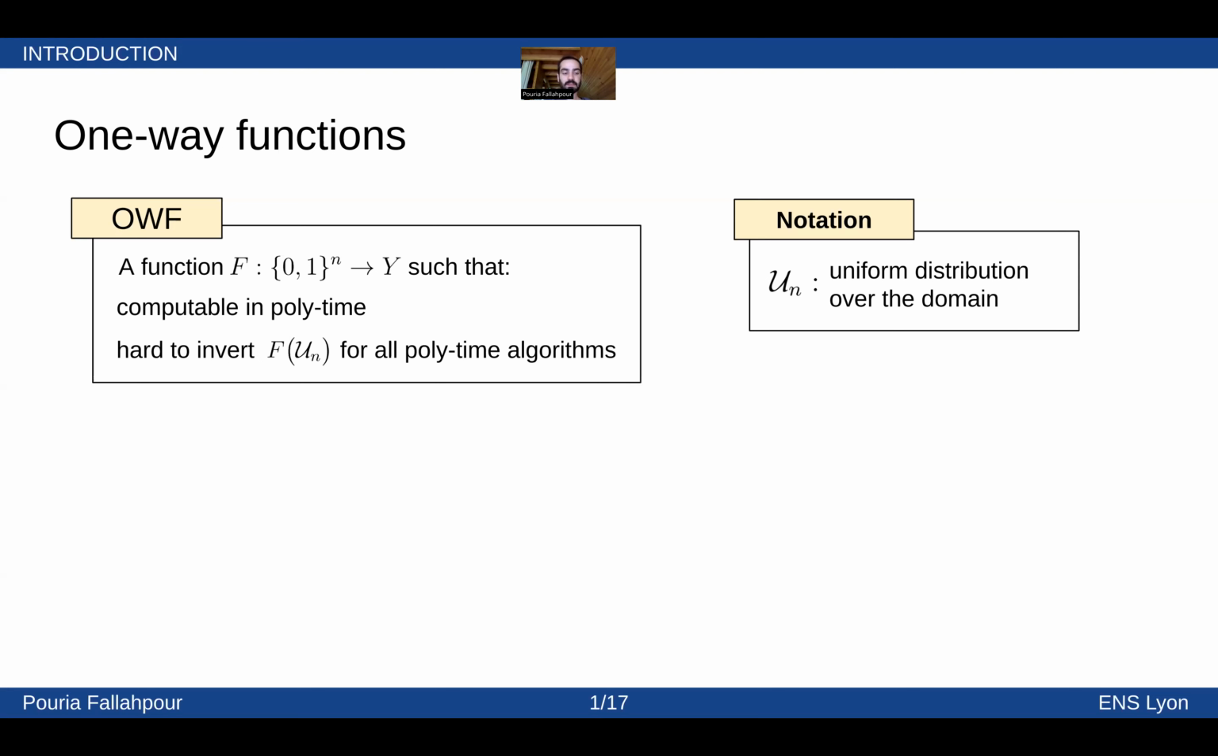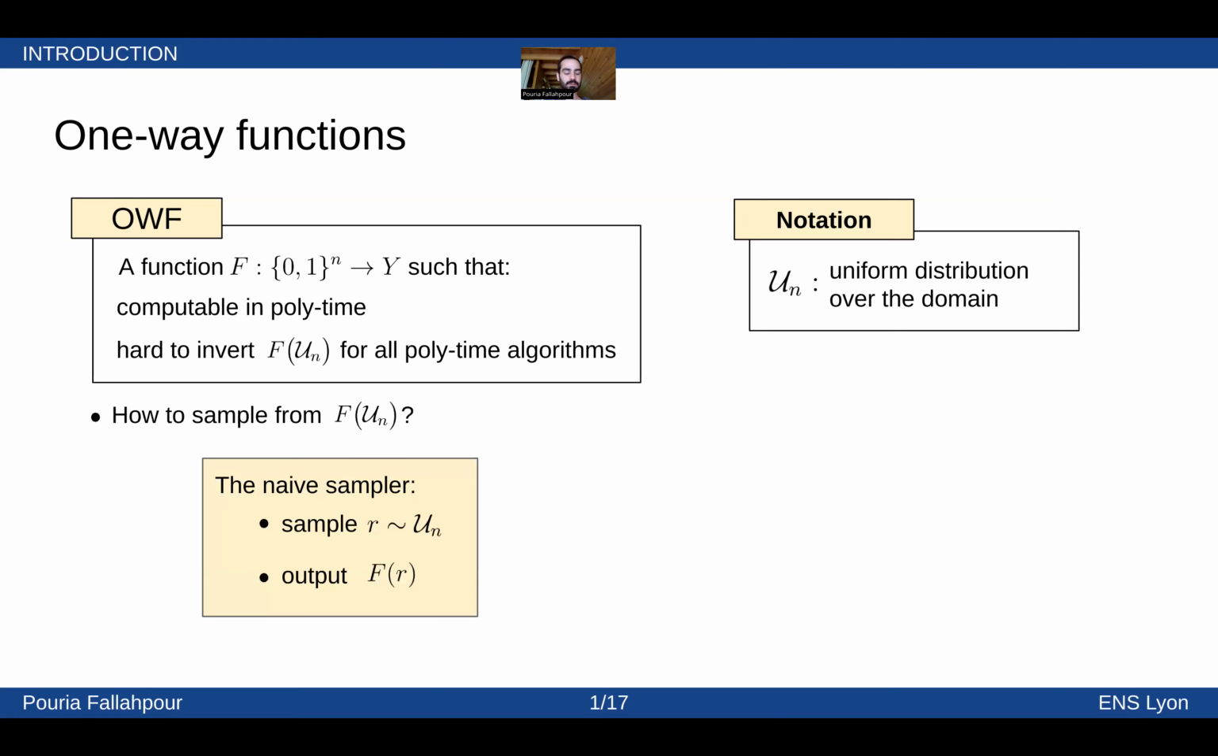As a use case, you can think of the input as the secret key and the output as the public key. And the one-wayness guarantees that no polynomial time adversary can find the secret key given the public key. And this raises the question of how we can sample from f of U_n. The naive sampler samples a string r uniformly from the domain and then evaluates the function. So this sampler has a particular property, and this property is that whoever is doing the sampling algorithm knows the secret.